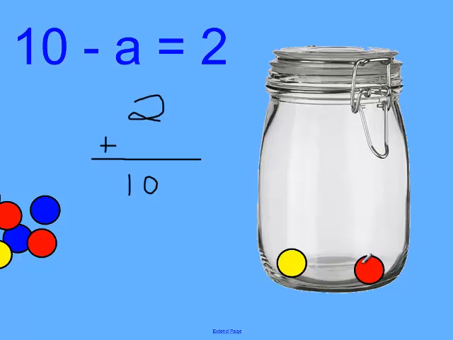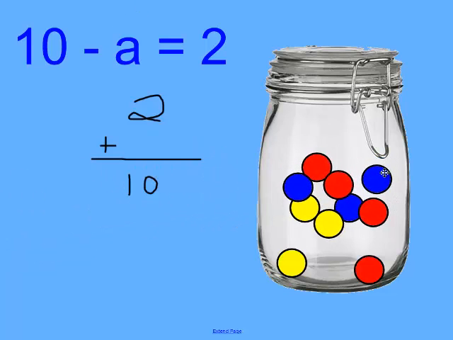So if we work that whole process backwards and do the opposite of everything, we're going to start with 2. We're going to add back in, which is the opposite of taking them away. We're going to add back in those marbles, and voila, we're left with 10. So how many did we add back in? 1, 2, 3, 4, 5, 6, 7, 8. We added 8 marbles back to the jar.